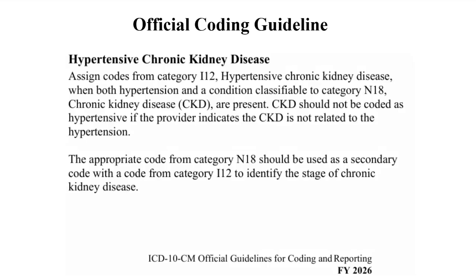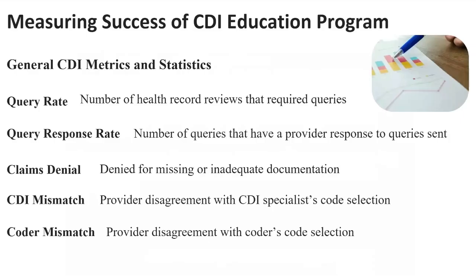Oh, and let me also state this here. It is appropriate to code from category N18. The appropriate code from category N18 should be used as a secondary code from category I12 to identify the stage. So what this is saying is that when we're coding it, the I12 code would be coded first, and then after that you would follow up with the N18 code that we specified before, N18.32.